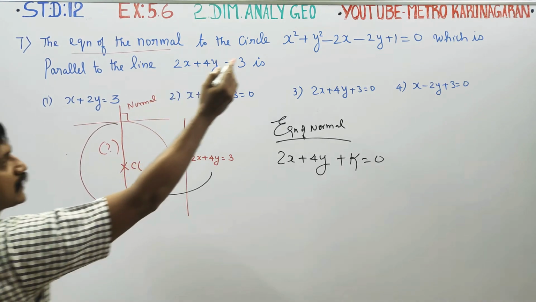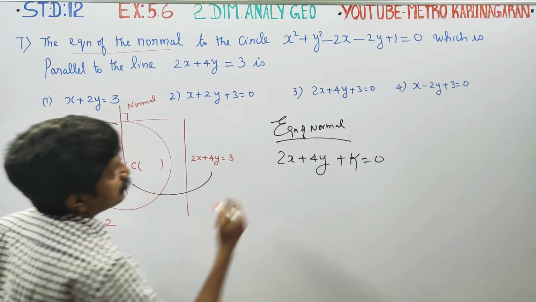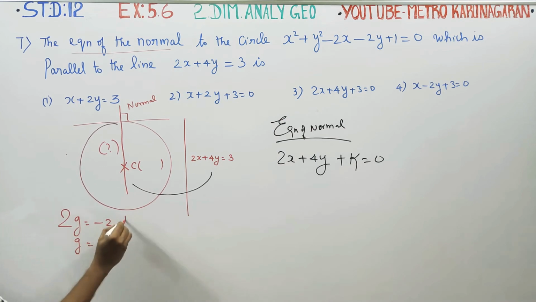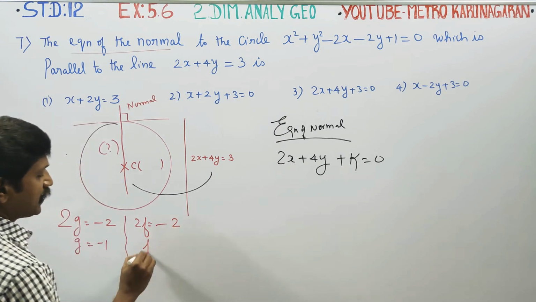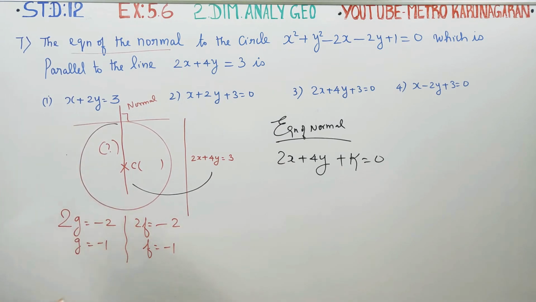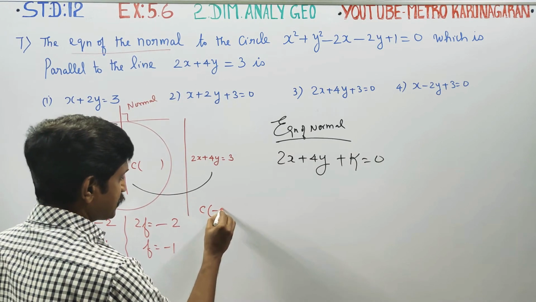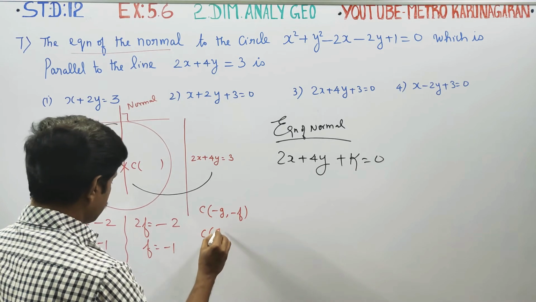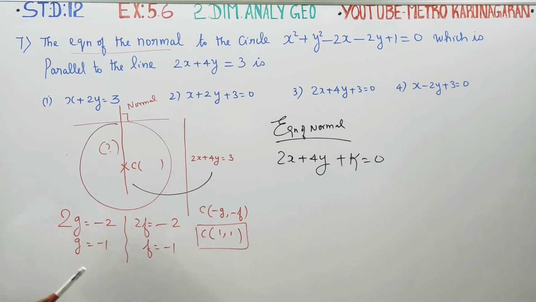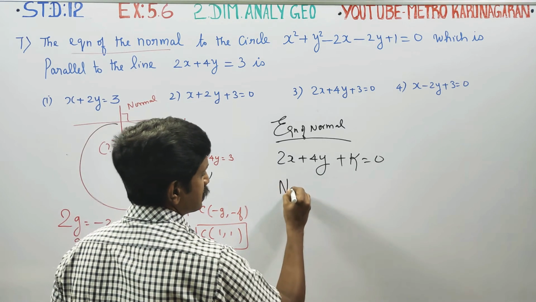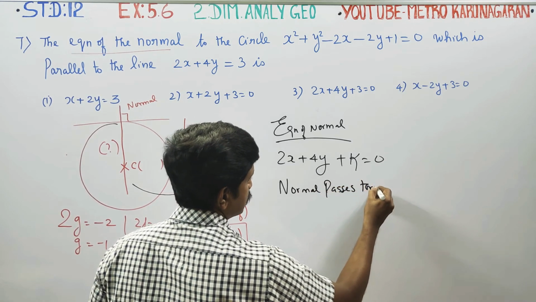Now let's go to the circle. What is my 2g? 2g is minus 2, the coefficient of x, so g is equal to minus 1. 2f is equal to minus 2, so f is equal to minus 1. With g and f ready, my center is minus g comma minus f, that is 1 comma 1. This is my center. The normal passes through the center.